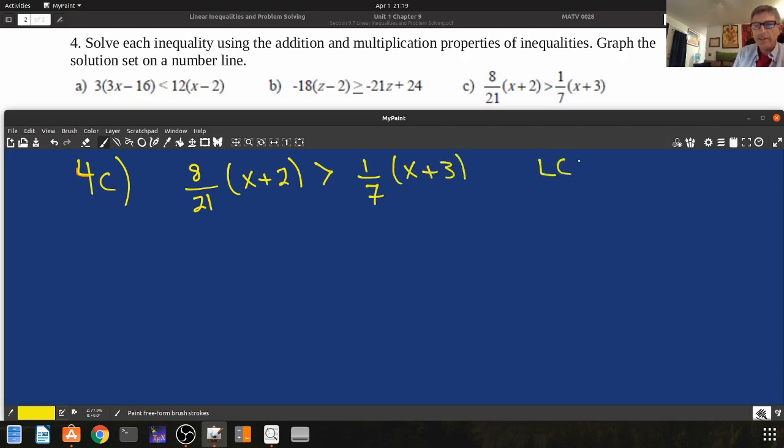So our LCD of our denominators, 7 and 21, is always greater than or equal to the largest of the two numbers, and it's equal to the largest of the two numbers if the smaller of the two evenly divides the larger of the two. So that's my LCD. So I'm going to multiply both sides by my LCD. My LCD is positive, that's great. There's no flipping of inequality signs.